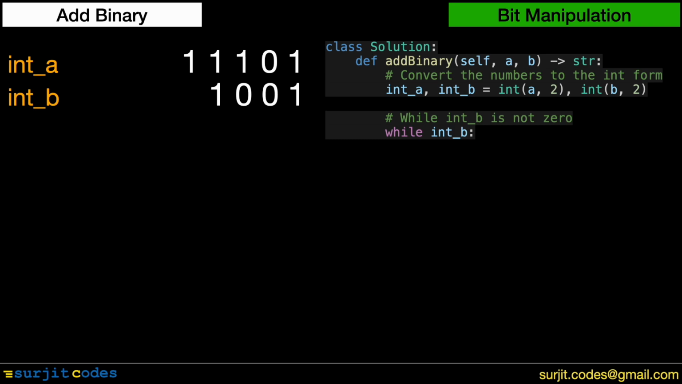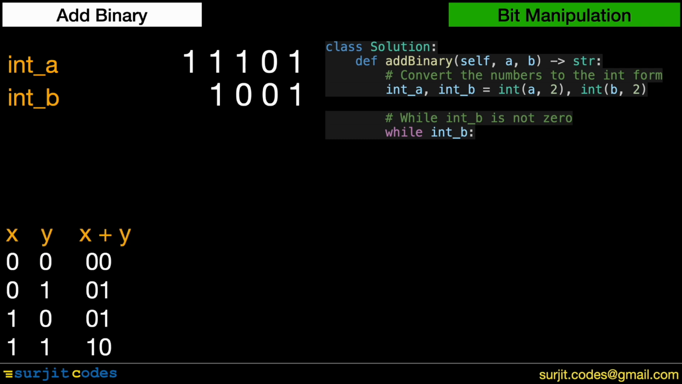Using bit manipulation, we will add the bits of b to the bits of a till b becomes 0. So we start a loop that runs while int b is not 0. Before we go further, I want to remind you of some commonly used bitwise operations. Addition of two bits x and y is shown here. X plus y contains 2 bits. The higher order bit of x plus y is the carry bit, and the low order bit of x plus y is the sum bit.